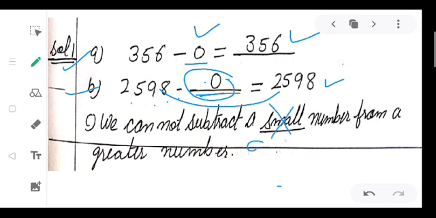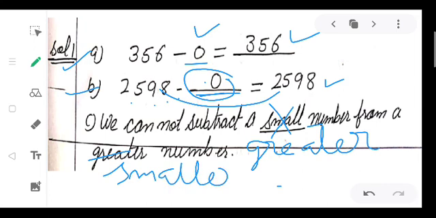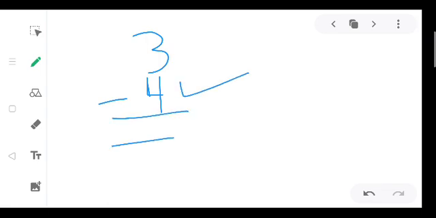We cannot subtract this, it is wrong. We cannot subtract a greater number from a smaller number. See, we can't subtract 4 from 3. It means we cannot subtract a greater number from a smaller number. Clear?